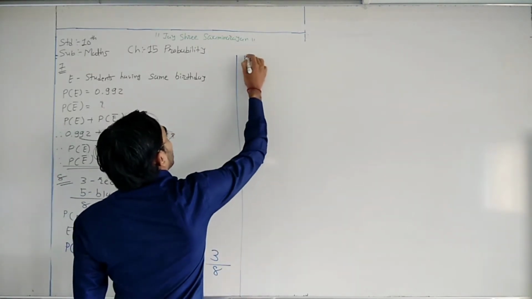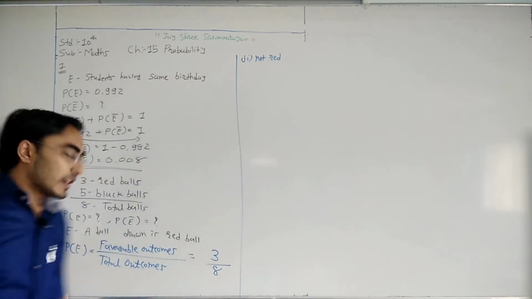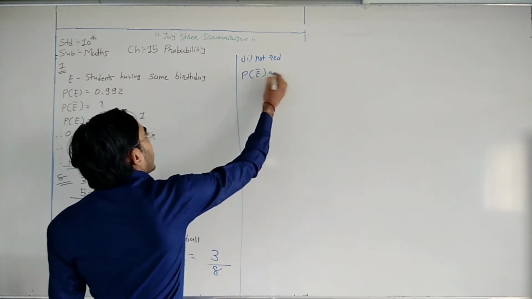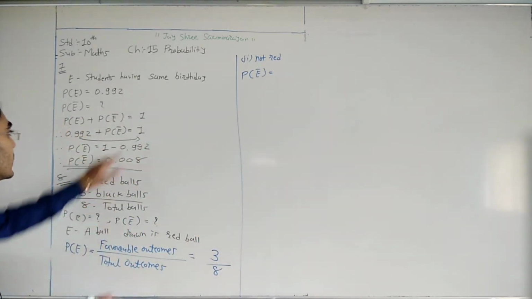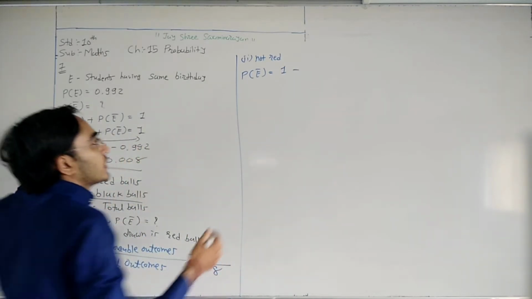Okay. Now for second question, not red. That is P E bar. We can directly find the value of P E bar: 1 minus P E.